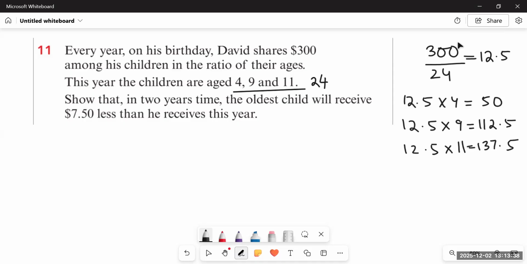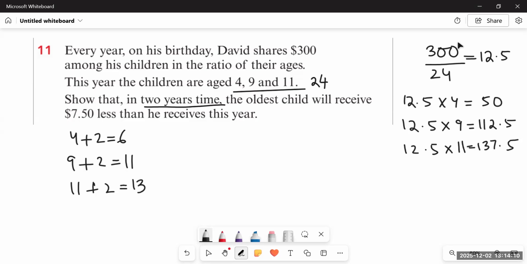The child who is aged 4 years will get $50, the least amount. The child who is elder than him, 9 years, will get $112.5, and the eldest one will get the most, that is $137.5. Okay, now after 2 years' time, their ages will be 4 plus 2, that is 6, 9 plus 2 will be 11, and 11 plus 2 would be 13.